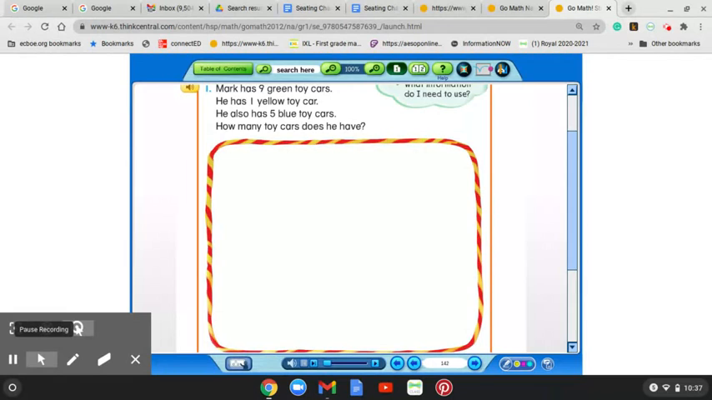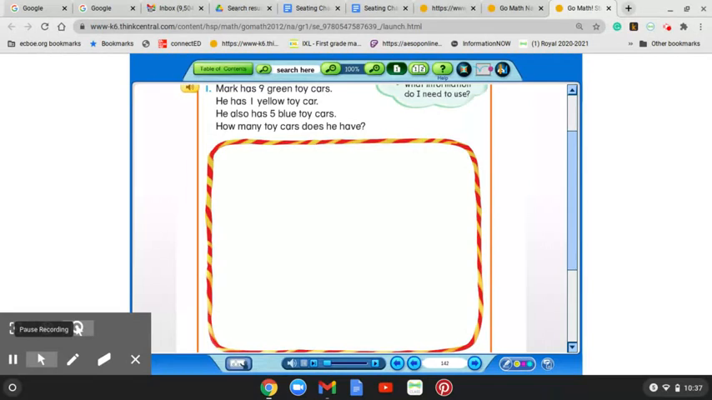We are going to read, and you read with me because you can read these words too. Mark has 9 green toy cars. He has 1 yellow toy car. He also has 5 blue toy cars. How many toy cars does he have? And that number sentence story had a few words that we've not learned to read yet this year, but I'm proud that you tried very hard.